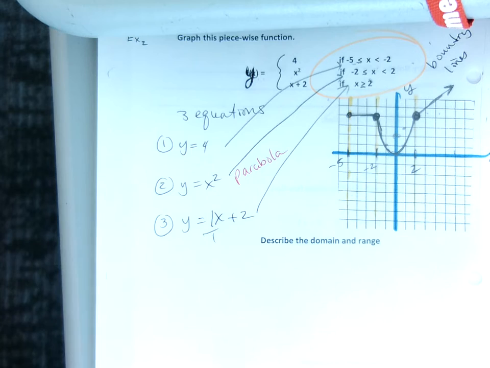They do connect. They don't have to connect. I always like it when they do. It's kind of cool when they connect and you make one graph that's all connected and makes one graph together, right? So, domain range.